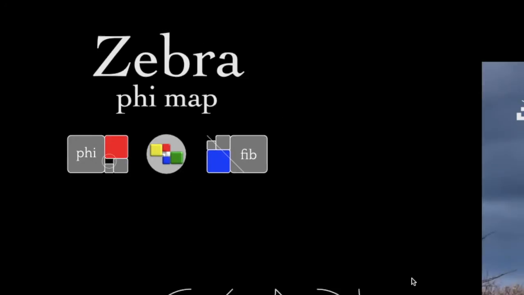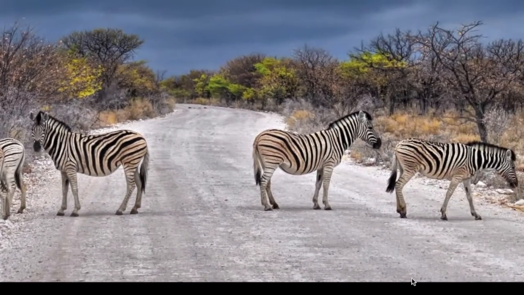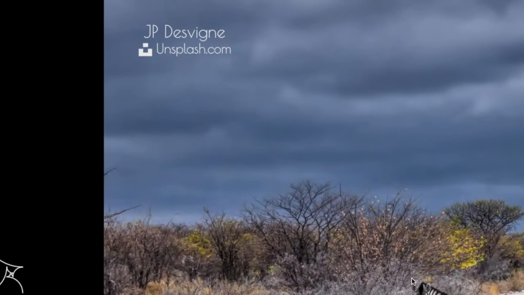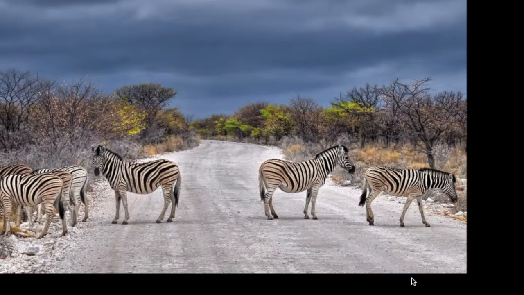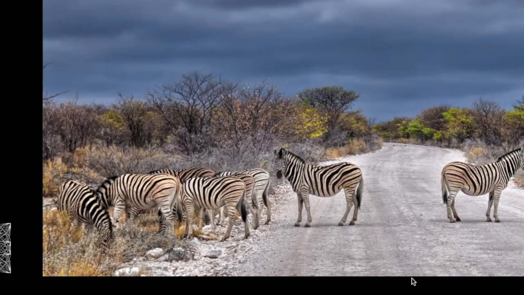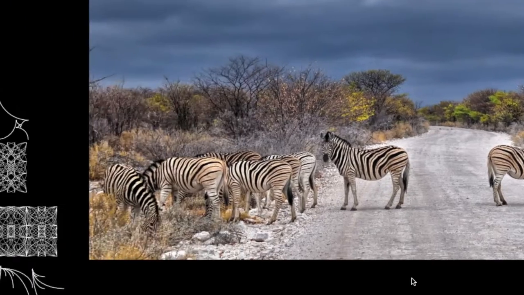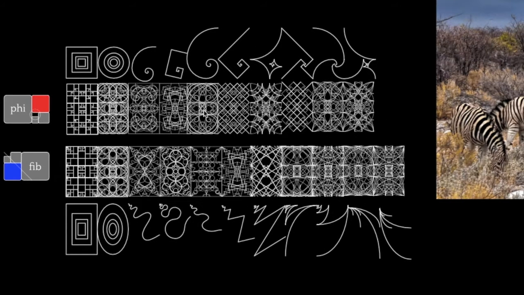Today we're going to look at these zebras here. It's a great photograph by J.P. Devine from Unsplash, and it's just a great variety of, well, at least those three anyway. So these are the maps we're going to use: our phi spiral type map and our Fibonacci line type map, linear type map.